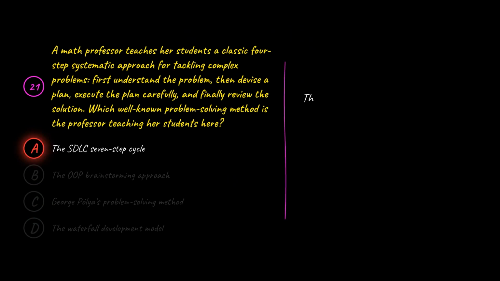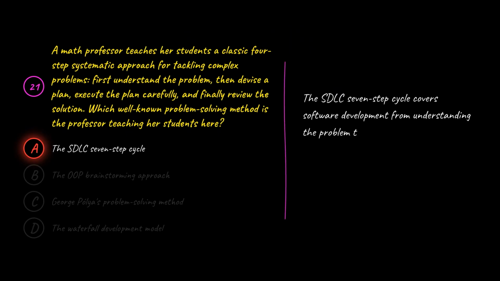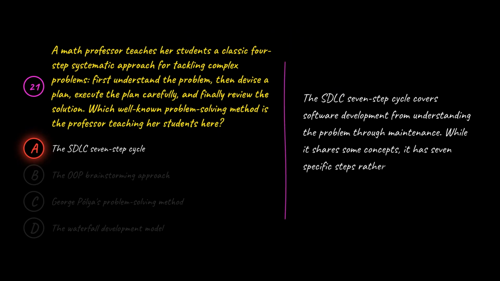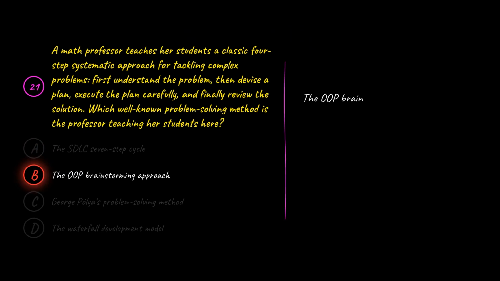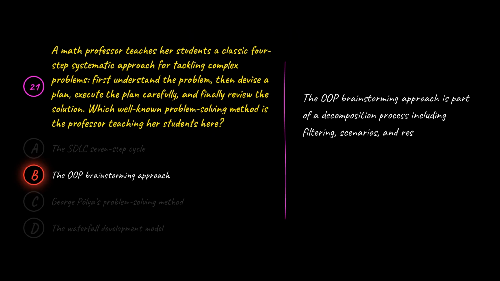A is wrong because the SDLC 7-step cycle covers software development from understanding the problem through maintenance. While it shares some concepts, it has 7 specific steps rather than the 4 general steps Polya defined. B is wrong because the OP brainstorming approach is part of a decomposition process including filtering, scenarios, and responsibility algorithms.